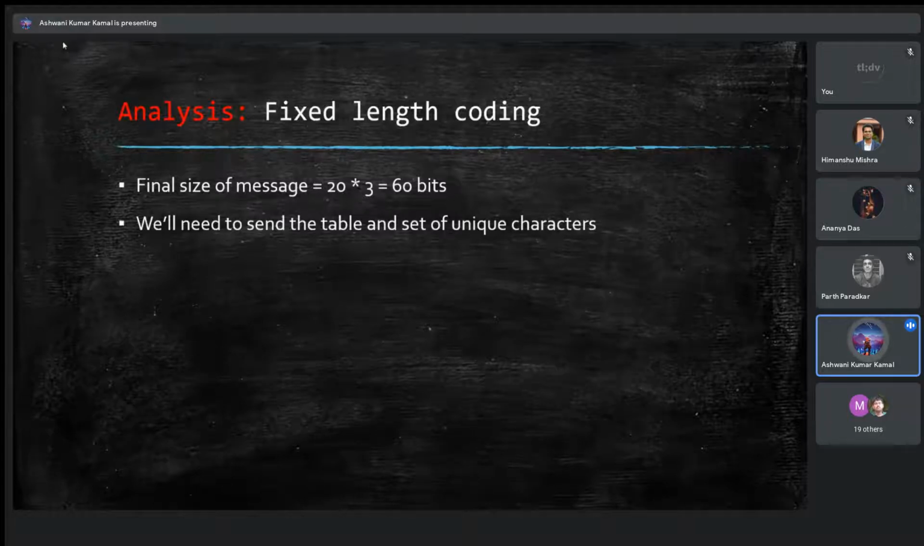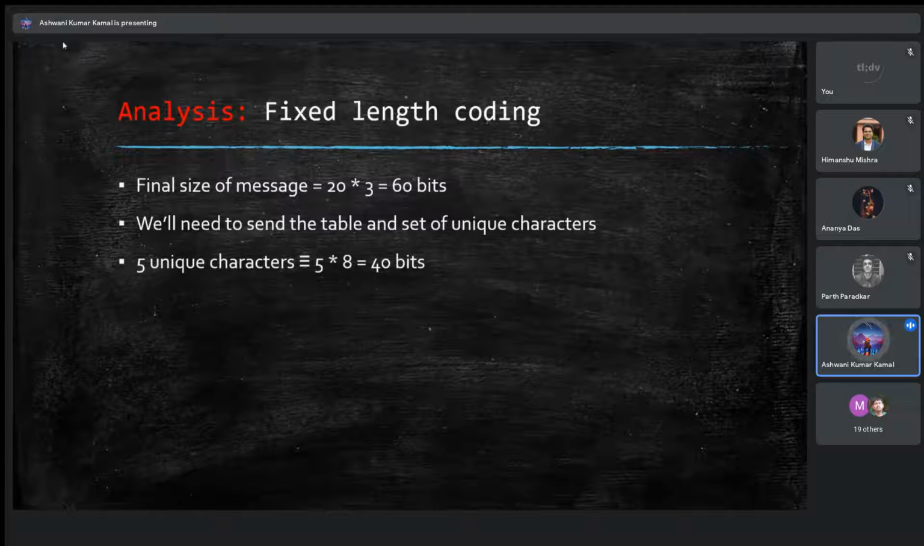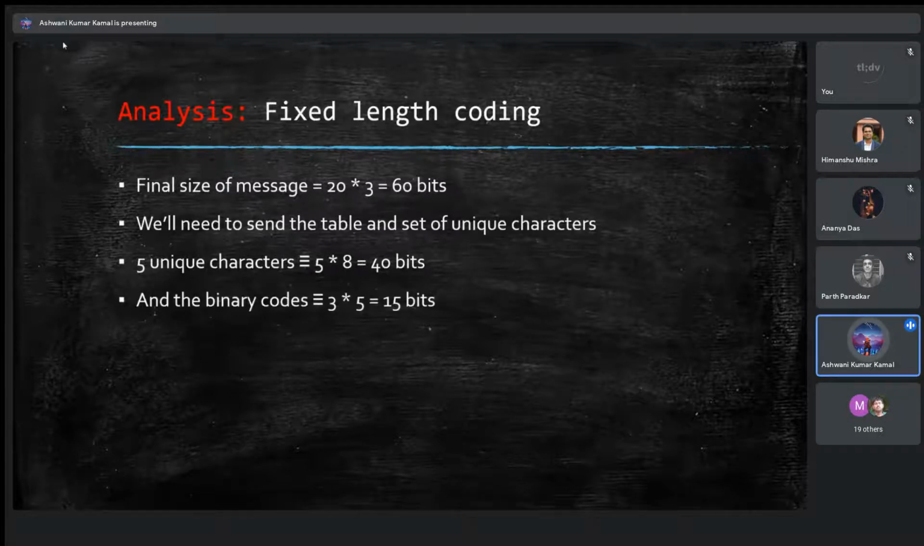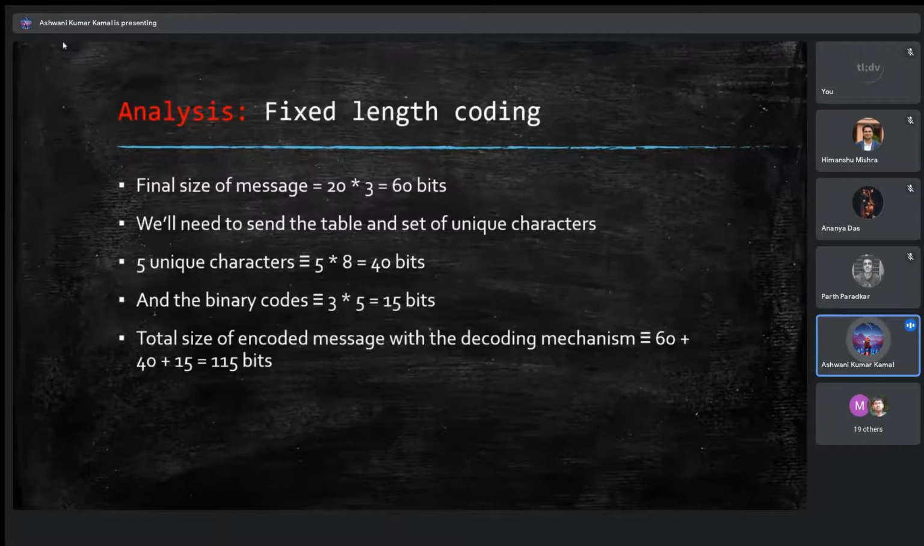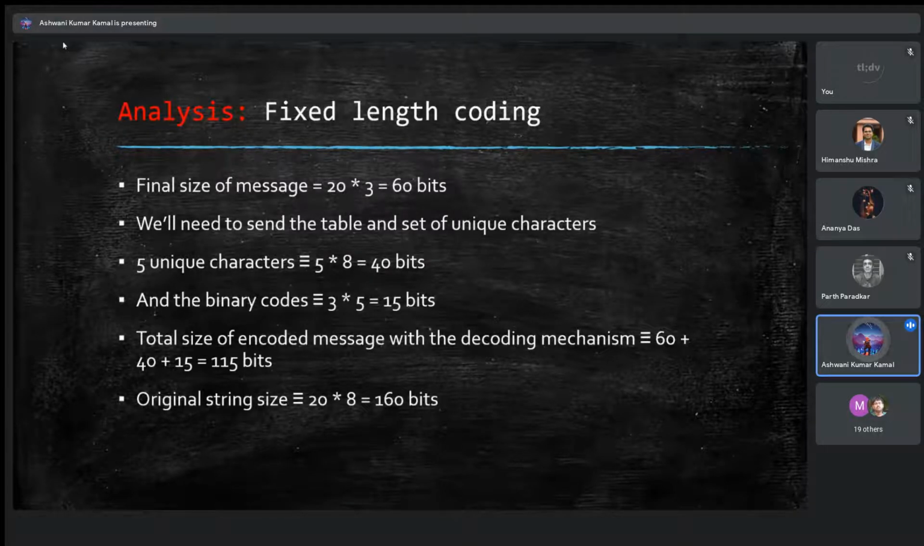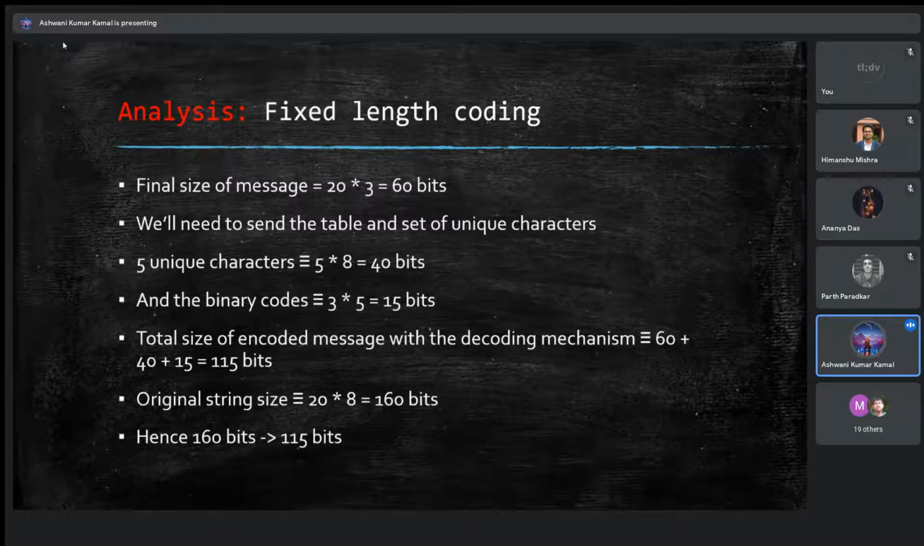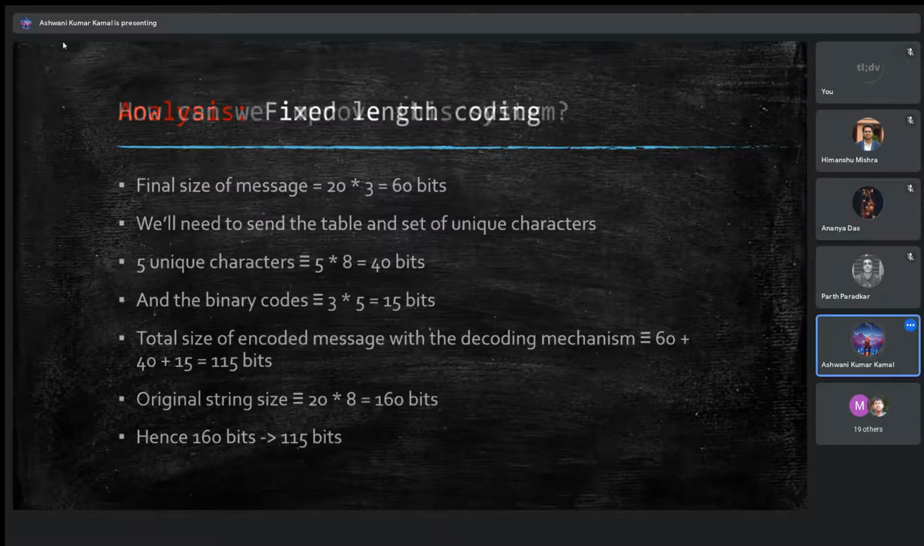So we'll have to send them in its original form, the ASCII form. So 5 unique characters account for 5 times 8 bits, that is 40 bits. And the binary codes also. So we are using 5 codes, and each code is 3 bits long, so 15 bits. If we add it up, we get 115 bits. And this is obviously a better solution, because the original string size was 160 bits, 20 times 8, if we are using 8 bits for each character. So we have actually achieved an appreciable amount of compression through this method.